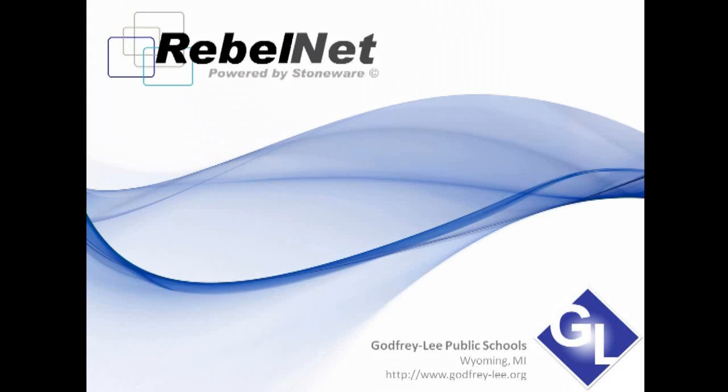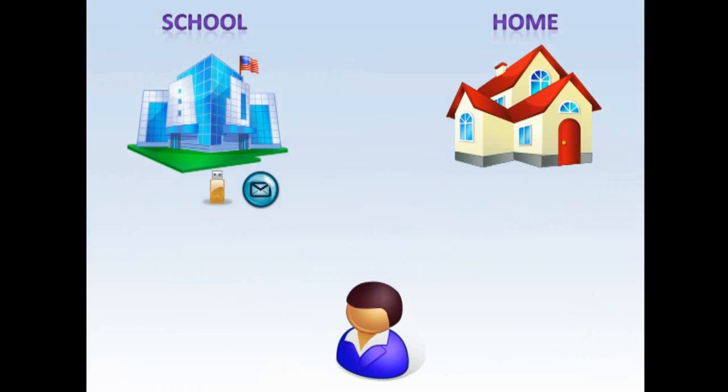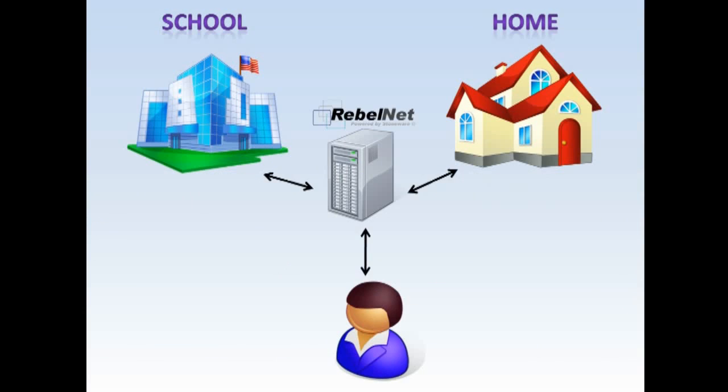You're probably familiar with how you currently have to transfer files between school and home. Either you have to email the files to yourself, or use a flash drive to transfer the documents. Then, when you return to school, you have to upload your files back to the network. With RebelNet, you can eliminate the step of having to transfer files back and forth in this fashion.